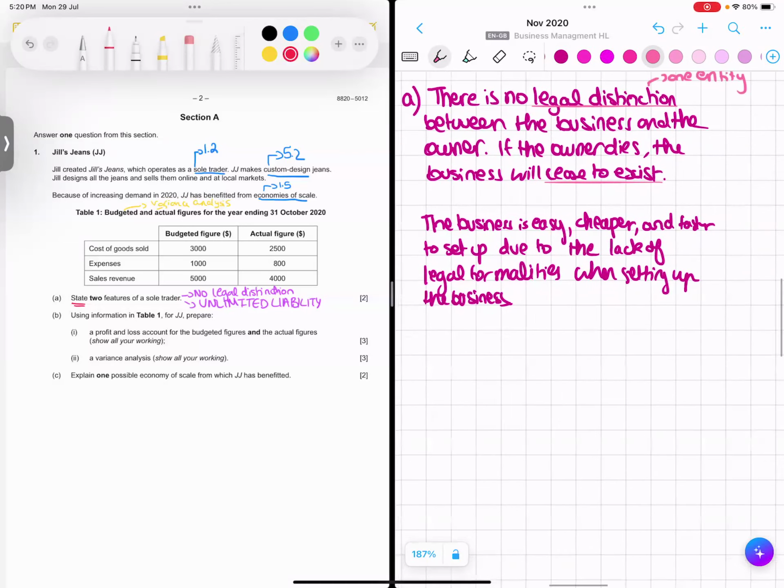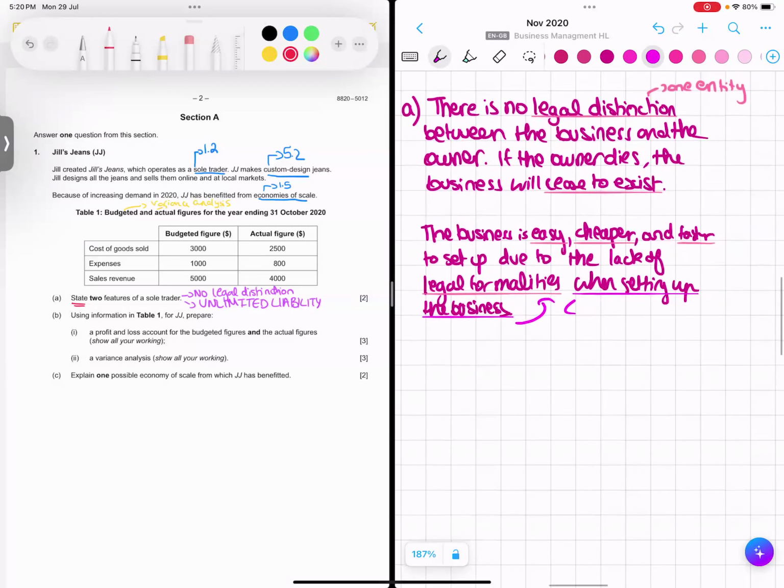And then the business is easier, cheaper, and faster to set up. You talked about the lack of legal formalities, and not only that, but you also proceeded by saying when setting up the business, so you understand what a lack of legal formalities means, okay? So here you showed your examiner that you actually know what's happening, right? So this is it for this question. You don't really have to do more. This is a two-pointer question. It's just state. But again, I think it is necessary to have better answers.